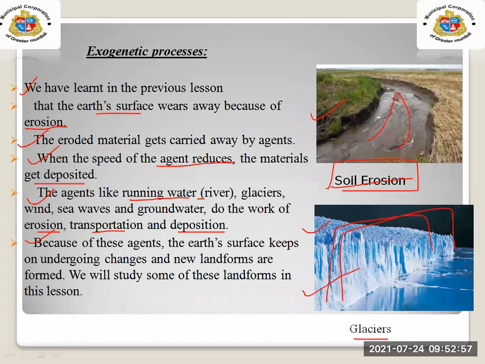Now, when these agents flow towards their way, at that time they form new lands. But there are different types of landforms that we are going to study in this chapter. So let's start with these agents and how the new landforms are formed, which we are going to learn in this lesson.